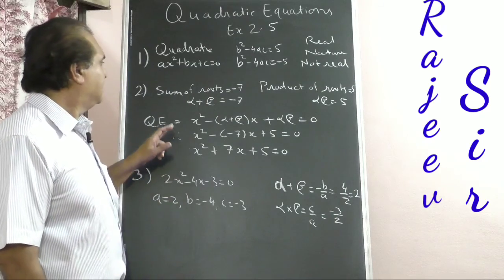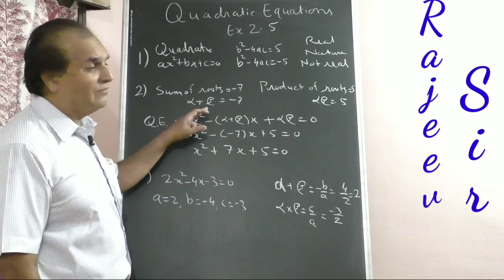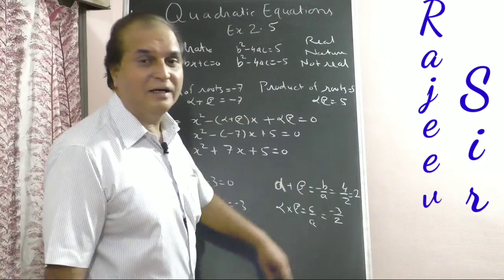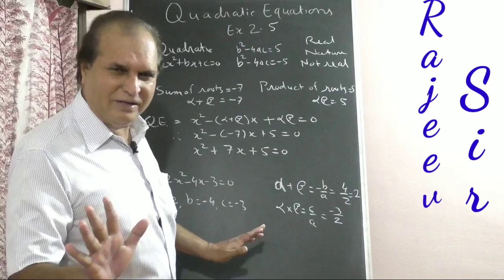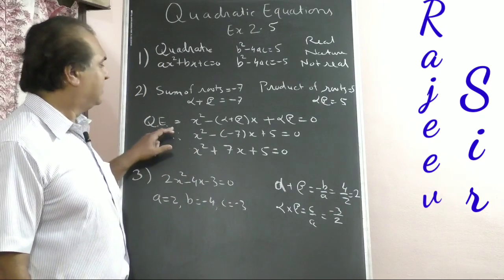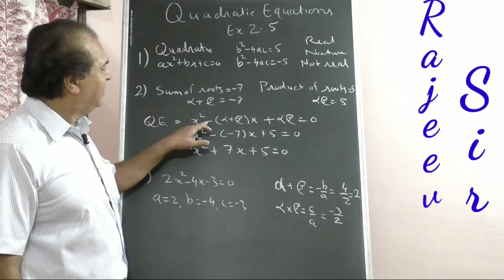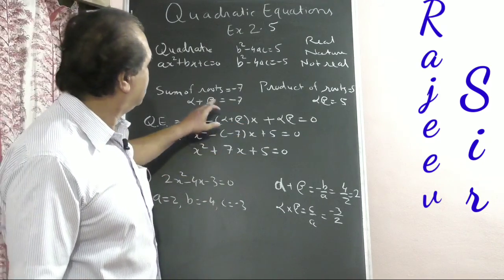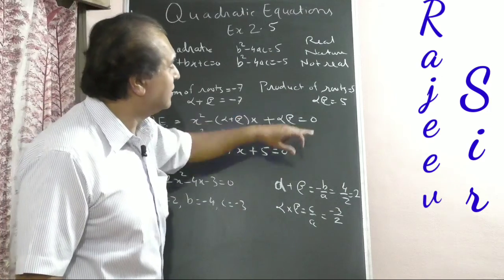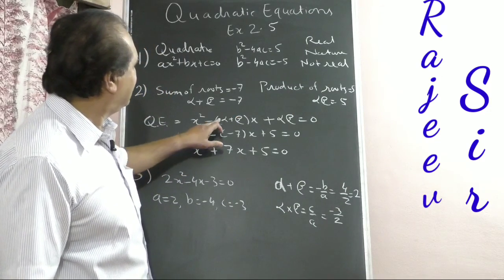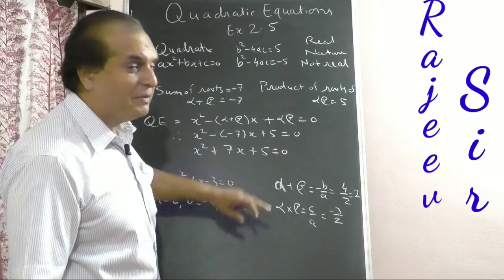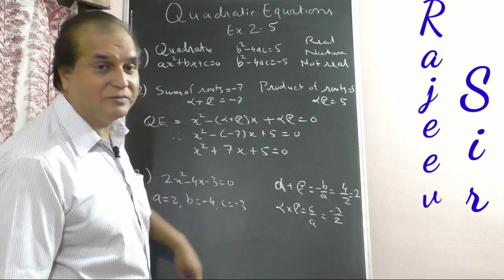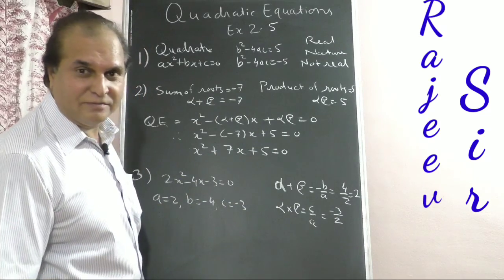Now, given the sum of the roots, that is alpha plus beta is minus 7, and the product of the roots, that is alpha beta equal to 5. Fill in the blank. So to make the quadratic equation: x square minus sum of the roots x plus product of the roots equal to 0. Sum is minus 7, product is 5. x square minus minus 7 x plus 5; minus minus 7 is plus 7. x square plus 7x plus 5 equal to 0 is the answer.